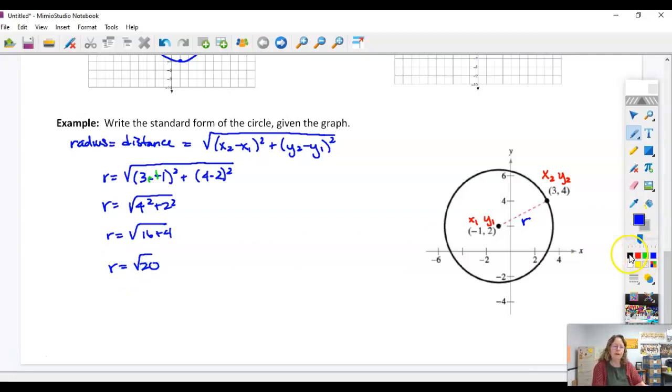Now I would stop here. Do not simplify this. Just leave it like it is. Go ahead and leave it as a radical. Don't simplify it. And then we're ready to plug it into our equation. I think you'll see why in just a second.